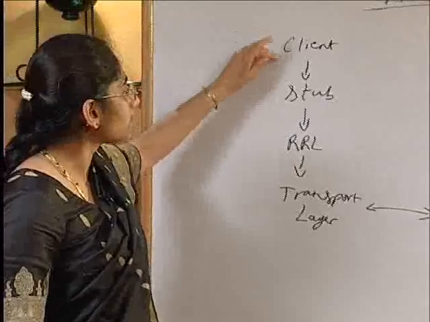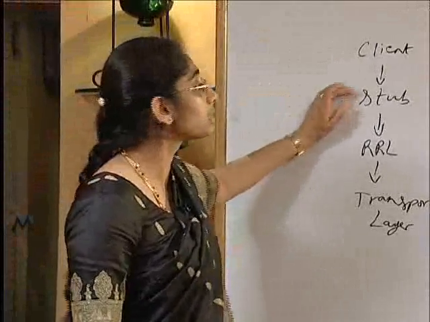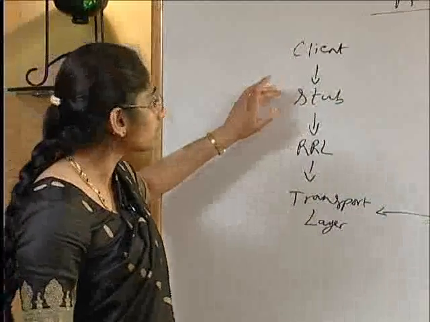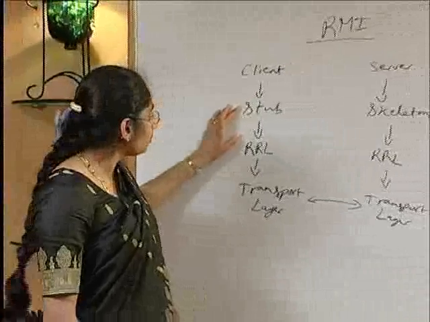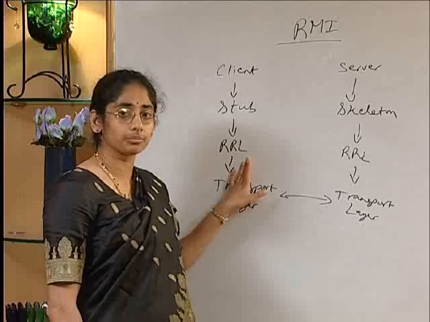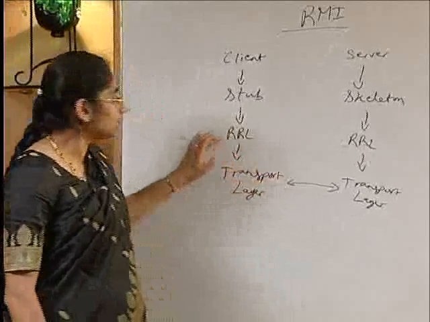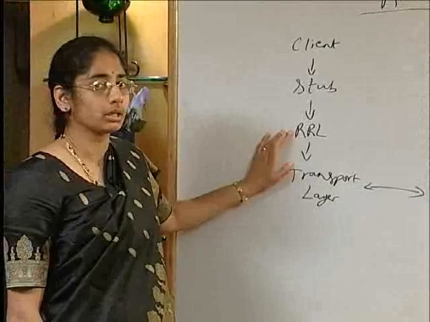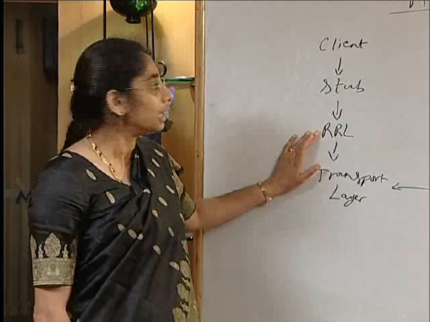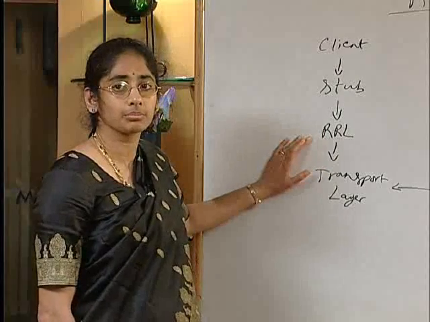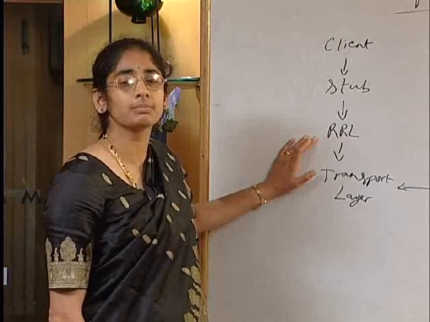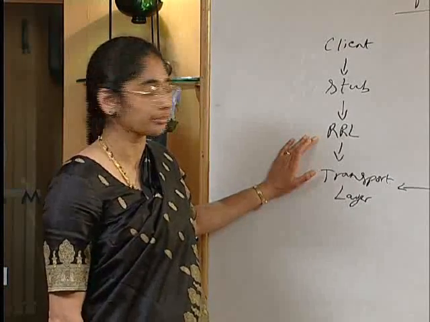When a client makes a call on the remote object which is residing at the server, the call comes to the stub. The stub then passes that request to the RRL. RRL stands for Remote Reference Layer. RRL identifies the type of server, that is, whether it's unicast or multicast. RMI supports unicast servers. That is, unicast means you cannot replicate the objects, whereas in multicasting you can replicate the objects.